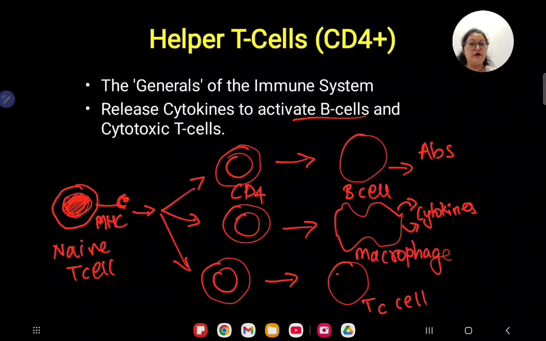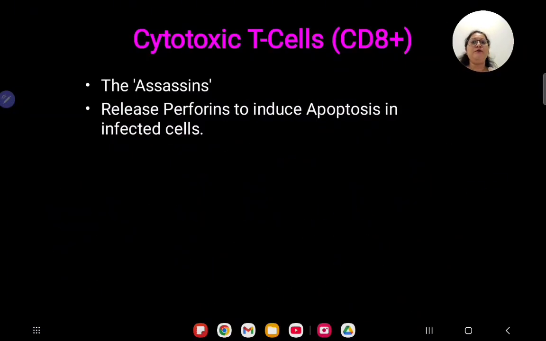TC cell, see over here, cytotoxic T cells. This is how any T helper cell is going to work in three ways. Either first, it will stimulate a B cell to secrete out antibodies, or it will stimulate a macrophage to release out cytokines, or it will end up telling the TC cell to do its job. Let's quickly move on to the next part, which is cytotoxic T cells.